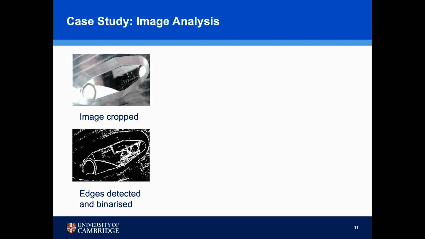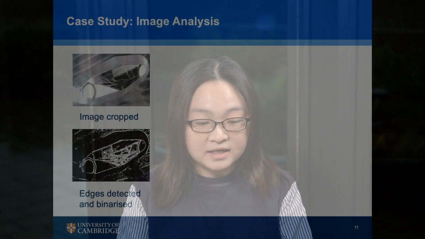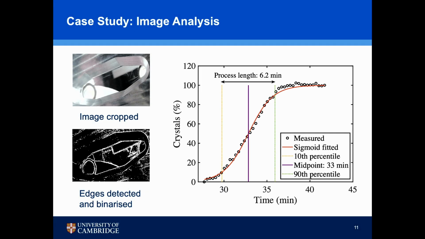And now is step 3, where we analyze the images. The first shows the series of photos captured by the camera. It shows how the crystal grows throughout the time. That's very nice. And by detecting the edges and also binarizing, we can track the whole process of how the crystal grows and how fast it is.